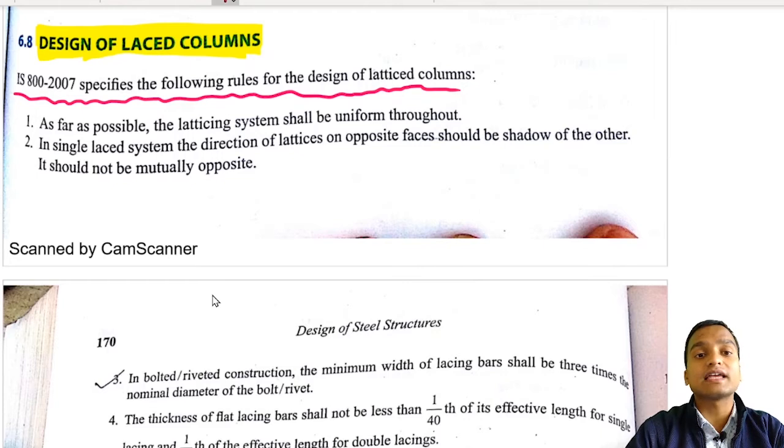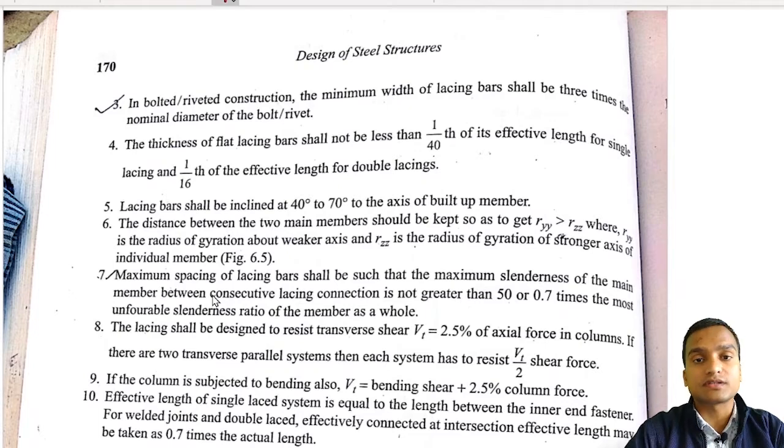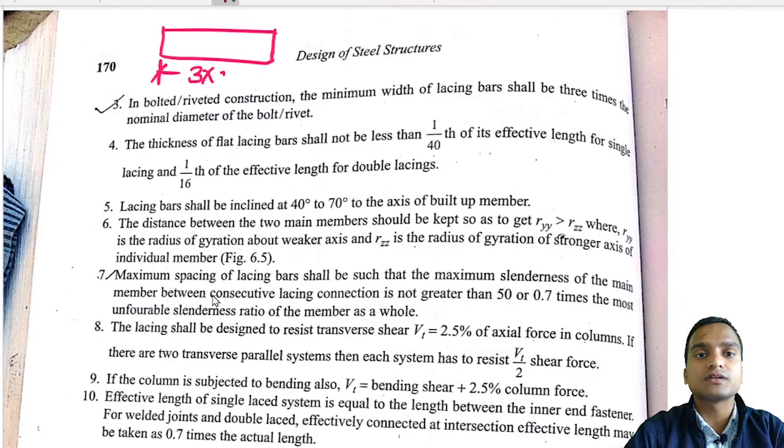As far as possible latticing shall be uniform throughout. In single lacing system, the direction of lattices on opposite faces should be shadows of each other. It should not be mutually opposite. And in bolted or riveted construction, because we have to make holes, the minimum width of lacing members shall be 3 times the nominal diameter of the bolt or rivet. So if we are using an M16 bolt, this being the width of a flat member, it should be 3 times the diameter of the hole.